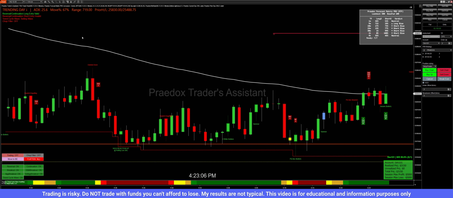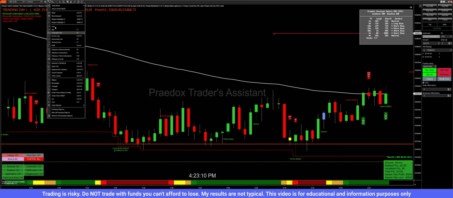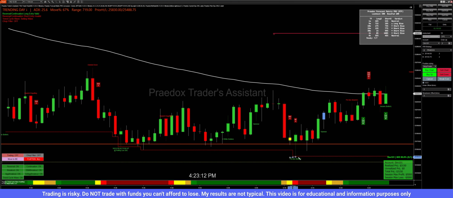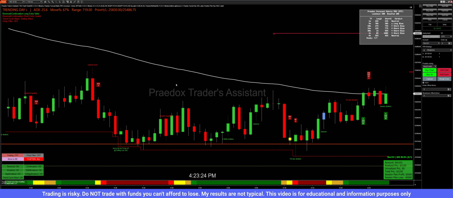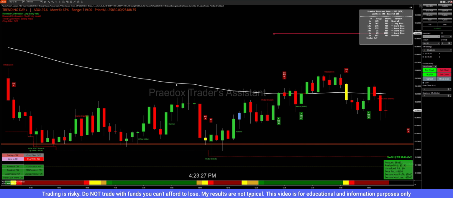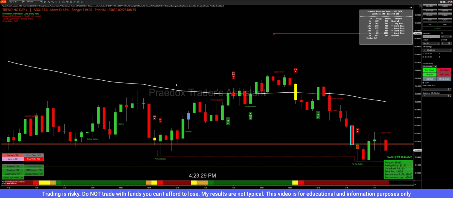Now, in this case, it did not get into the trade because you would have entered it here, your limit order here, and you would never have hit it. So after 3 bars, this order gets canceled. So that's the breakout. So that is a quick overview of all the types of trades that you can look for and utilize within Praedox Trader's Assistant.